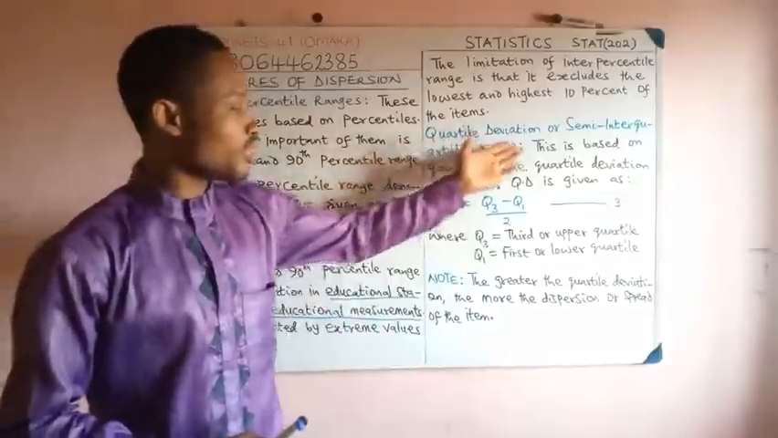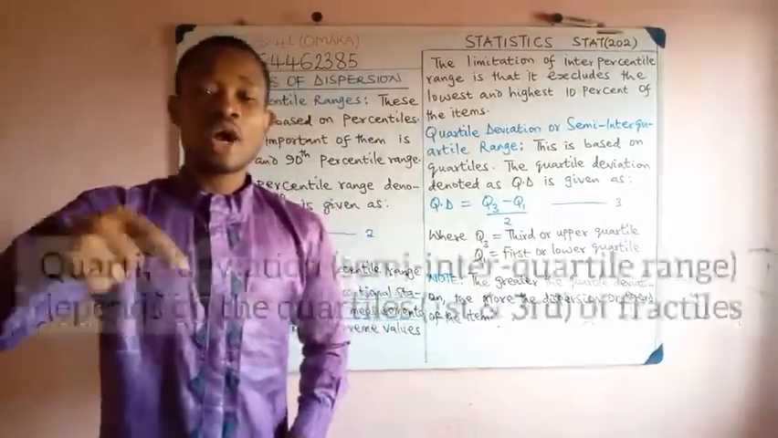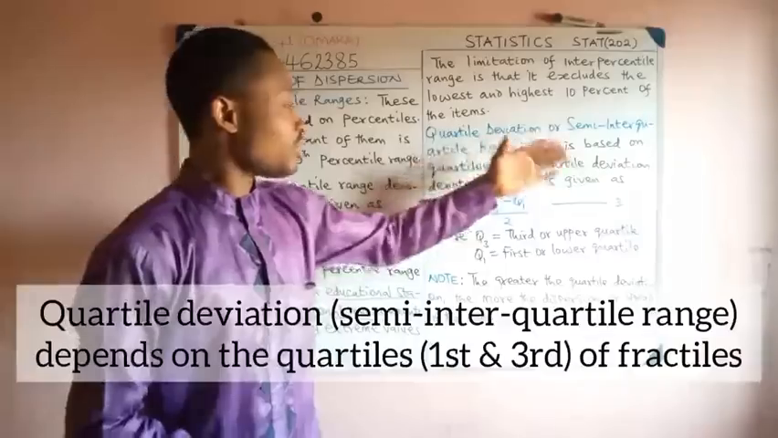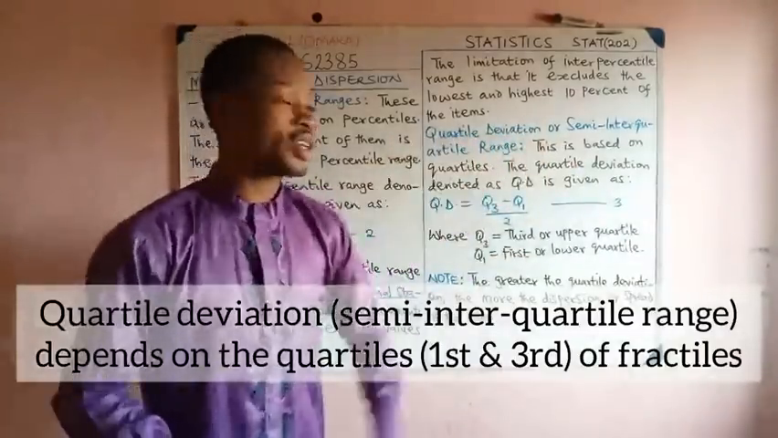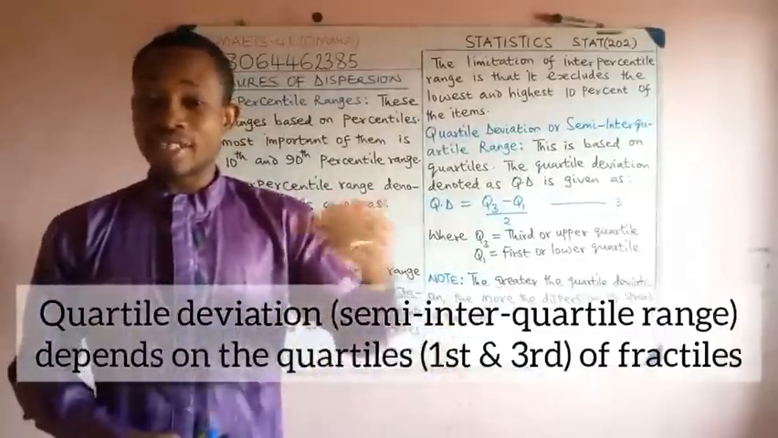Now, more modification. We will consider the quartile deviation or semi-interquartile range. And this range is based on quartiles, under measures of what? Position. In fact, the semi-interquartile range, also known as quartile deviation, is the average of the difference between the third quartile and the first quartile.